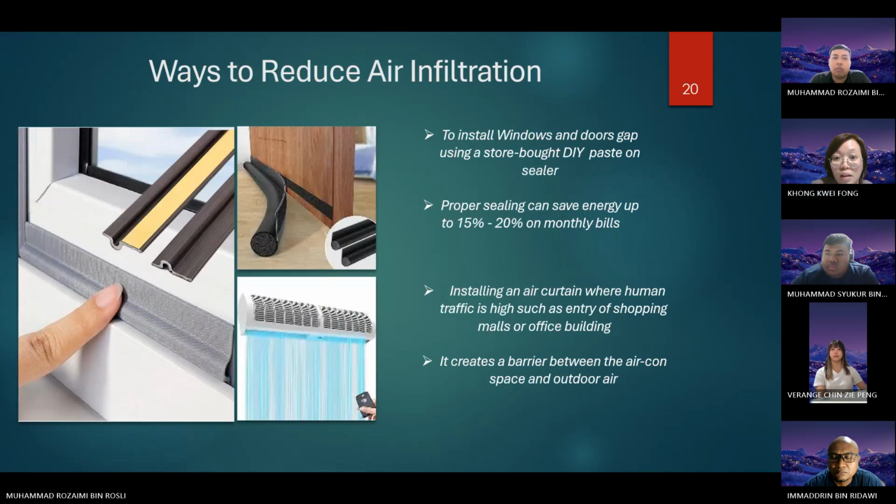Next. The ways to reduce air infiltration. Number one, seal window and door gaps using store-bought DIY paste or sealer. Number two, proper sealing can save energy, up to 15 to 20% on the monthly bill. Number three, install an air curtain where human traffic is high, such as at the entry of a shopping mall or office building. The last one, it also creates a barrier between the air-conditioned space and the outdoor air.